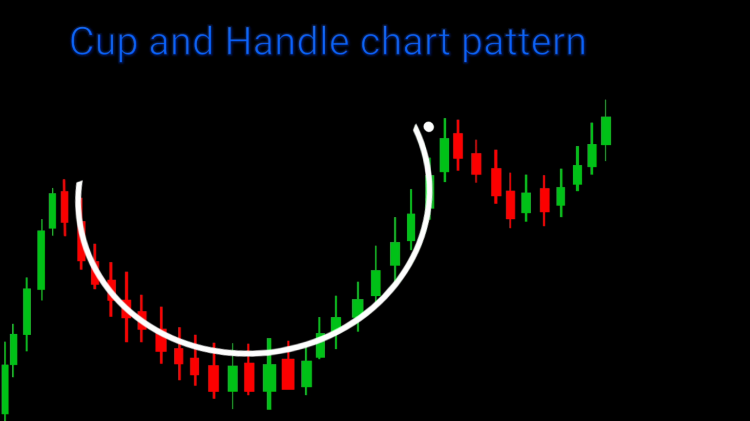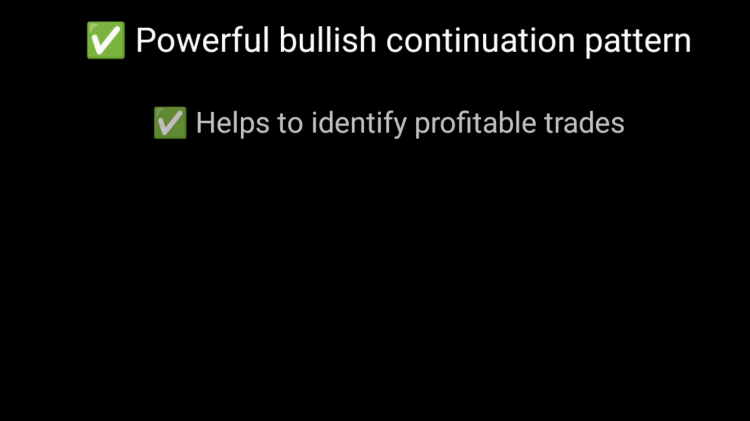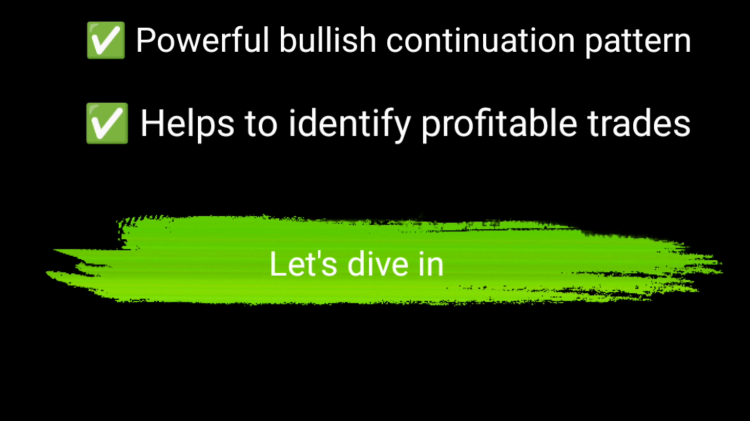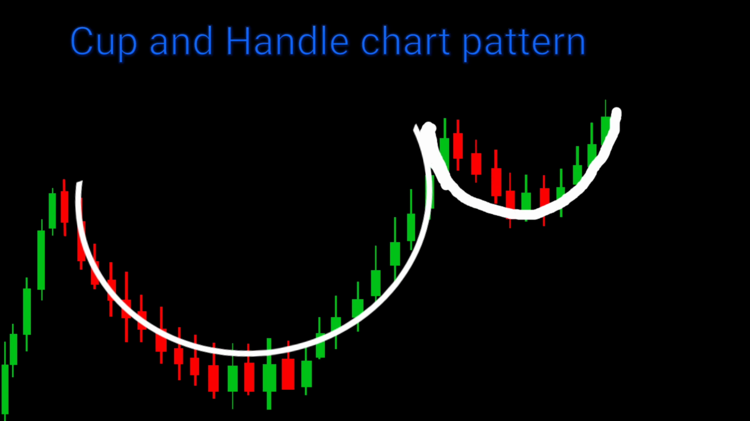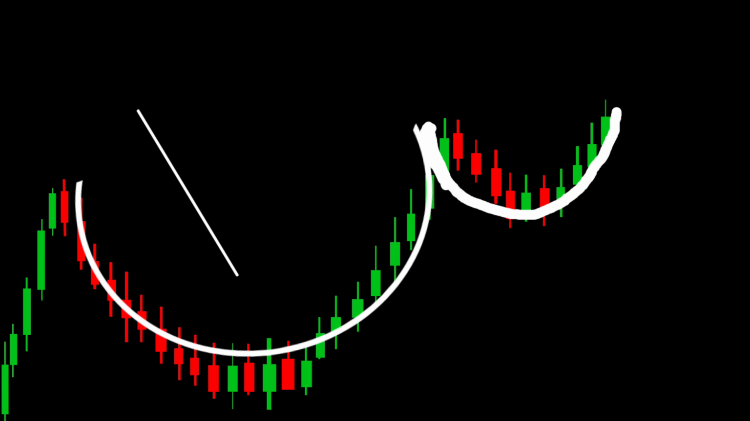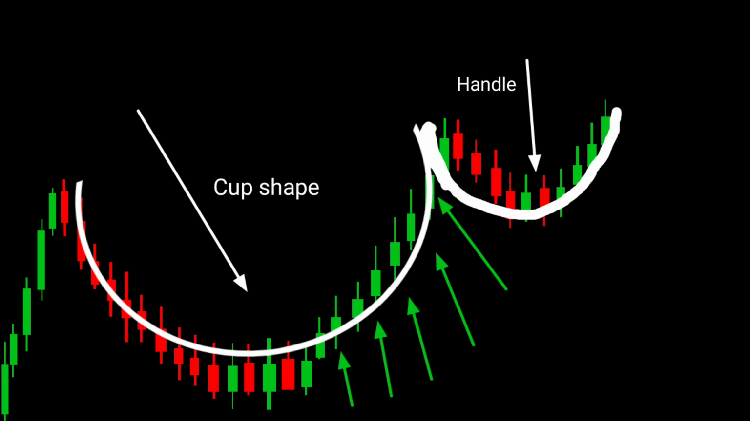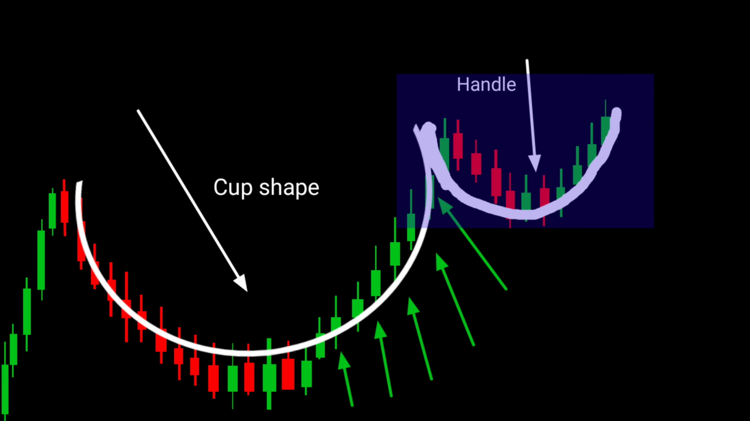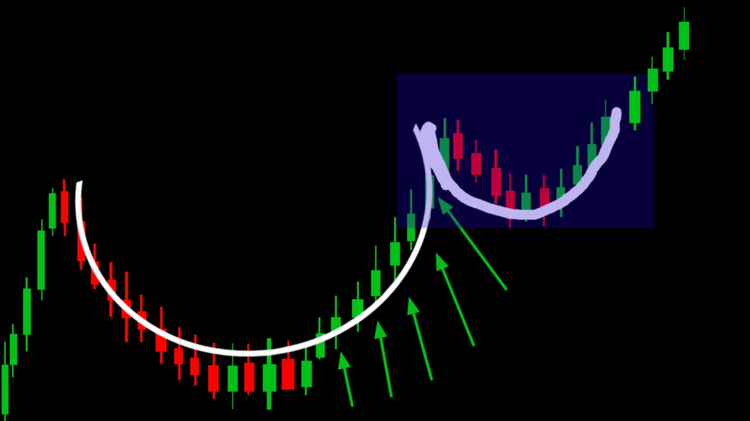We're going to uncover the secrets of the cup and handle chart pattern, a powerful bullish continuation pattern that can help us identify potential profitable trades. So, let's dive in. The cup and handle pattern is visually distinctive and easy to identify. It consists of two parts: a rounded cup shape followed by a smaller handle formation. The cup represents a temporary pullback in price, followed by the handle indicating a consolidation phase before an upward continuation.